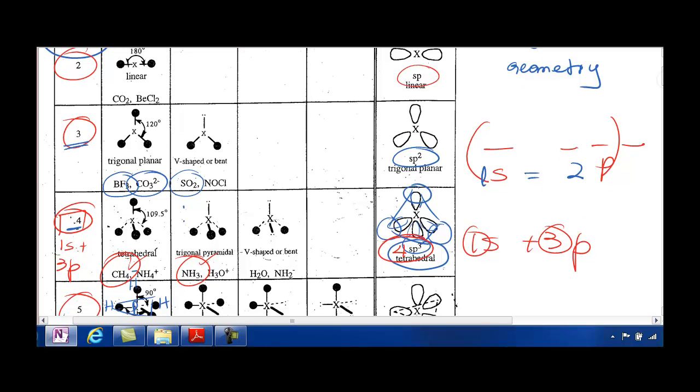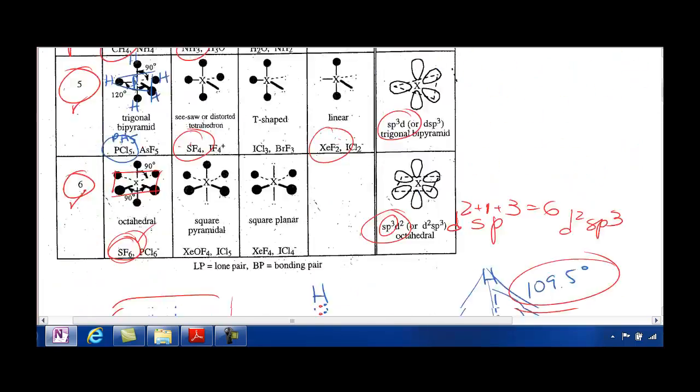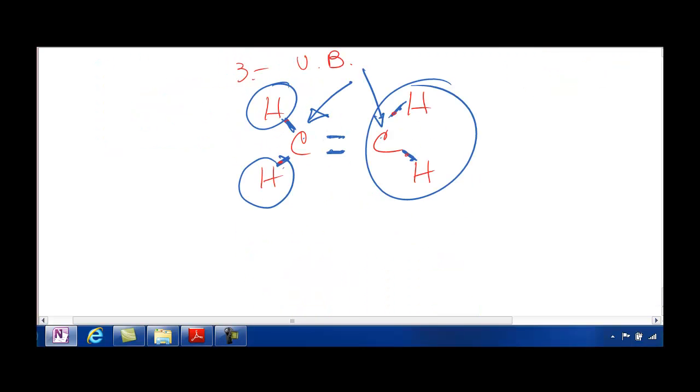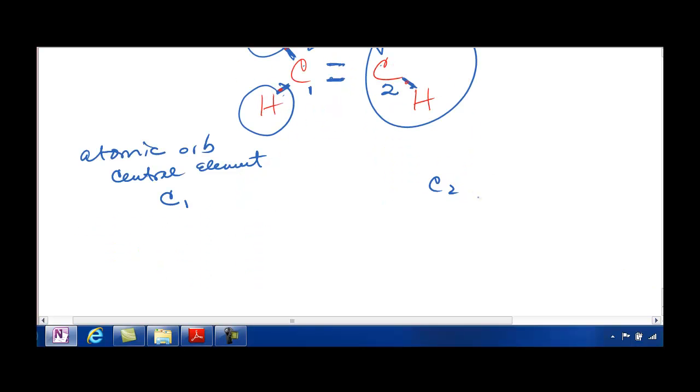So let's see how carbon is going to get to an sp2. Listen up because this is getting a little bit more complicated. I'm now looking at the central atom. I'm going to call carbon number 1 and carbon number 2. They're identical. So whatever happens to the first one will repeat in the second one. Carbon number 1, atomic orbitals for the central element carbon 1. And it's going to mimic for carbon 2. So whatever I say for carbon 1 is going to repeat for carbon 2. What's carbon's atomic orbital? S what? S2P what?